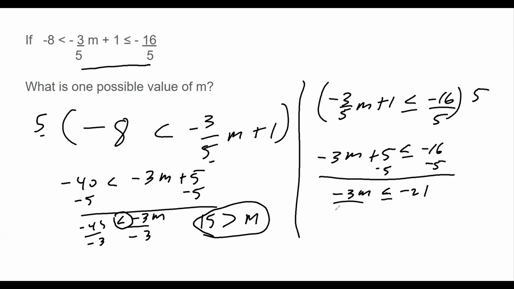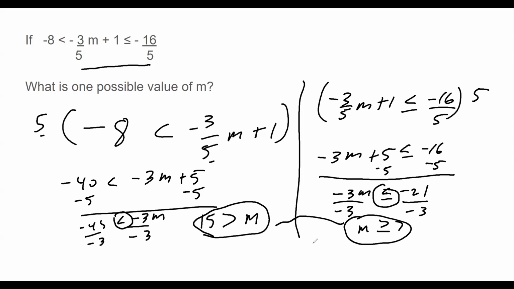I'm going to divide by negative 3. And remember, when I divide, I've got to flip this inequality. So it's now going to be m is greater than or equal to 7 because the negatives cancel. So I have these two inequalities. You could think about it like this: m has got to be 7 or bigger, and m is less than 15 because 15 is bigger than m.